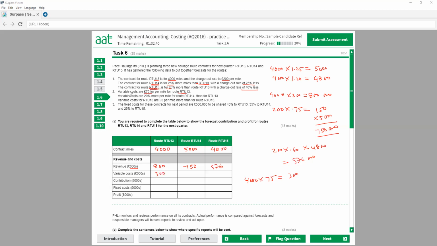The next one, they said variable cost for R14 will be 20% more. So, okay, that's fine. So you do 75 times 1.2 because we want to increase it 20%, and times the mileage, 5,000. So 75 times 1.2 times 5,000, and it gives me 450.